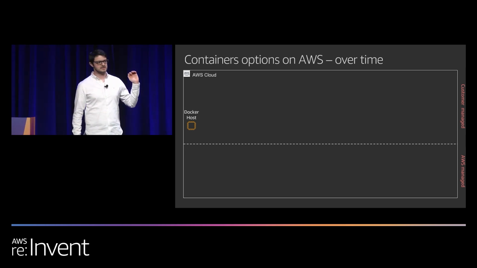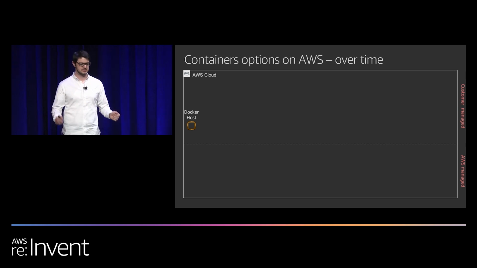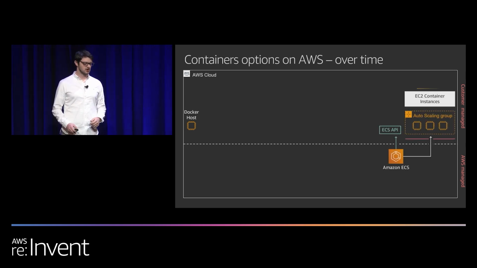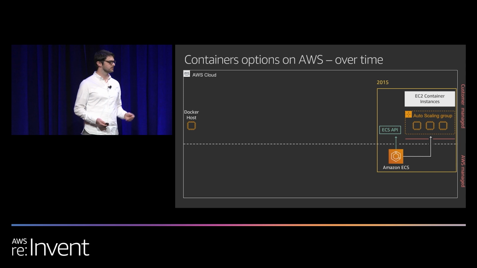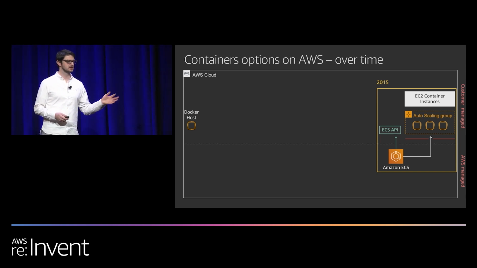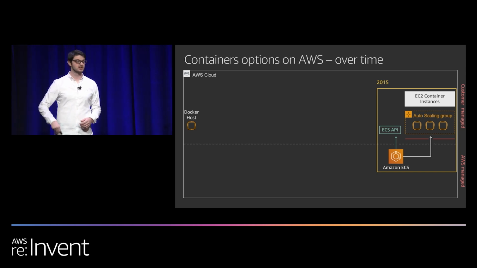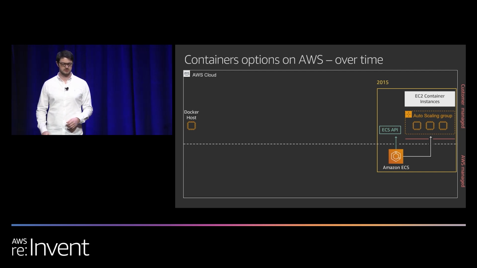It's super good, but it's actually a heck of a lot of work to run containers directly on EC2 and manage everything yourself. And so we wanted to make this easier. And in 2015, we launched Amazon ECS. ECS is our native AWS container orchestration service. It lets you launch containers onto a cluster and helps manage the lifecycle of those containers.